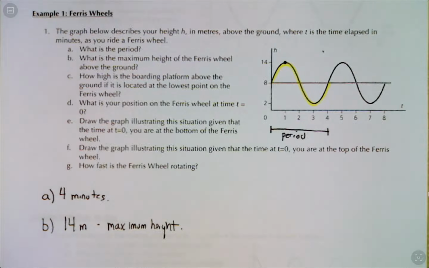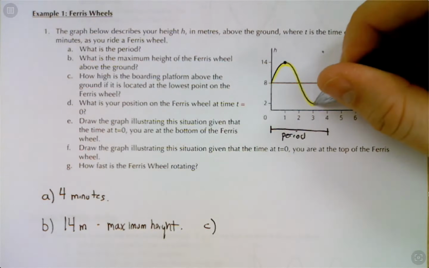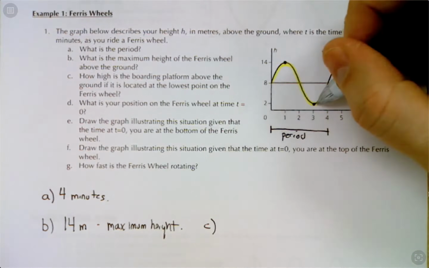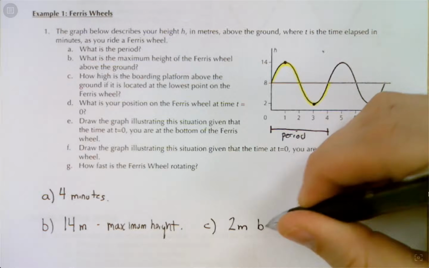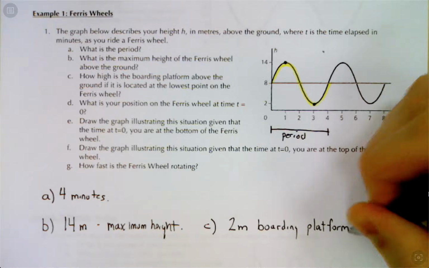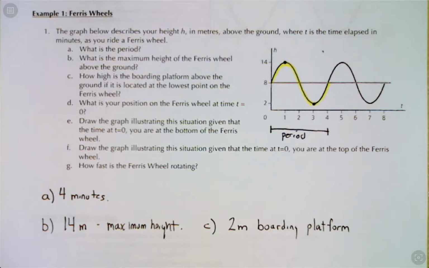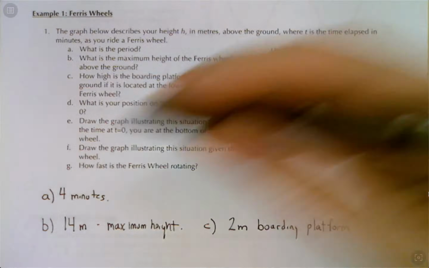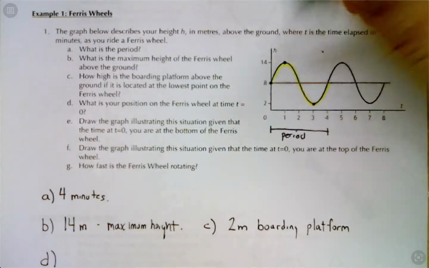C, how high is the boarding platform above the ground if it's located at the lowest point on the Ferris wheel? The lowest point on the Ferris wheel is here, so that's our boarding platform. It appears as if it's 2 meters off the ground. So a 2-meter boarding platform. Since our ride started at the middle, it appears as if we boarded and then we rotated up as they loaded more passengers. D, what's your position on the Ferris wheel at time t equals 0? We start at 8 meters.